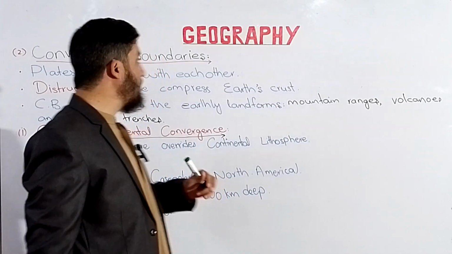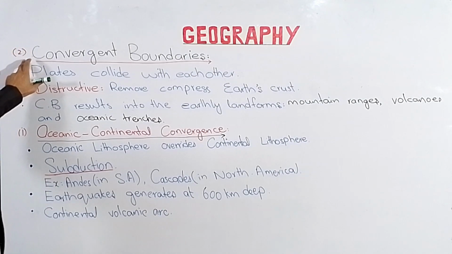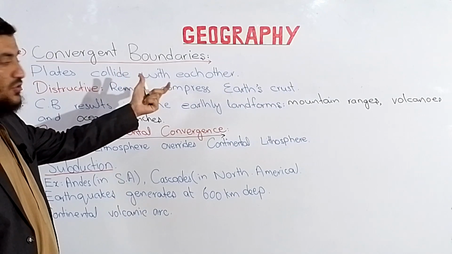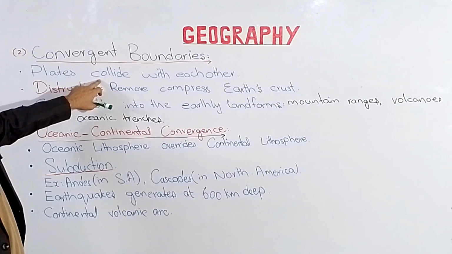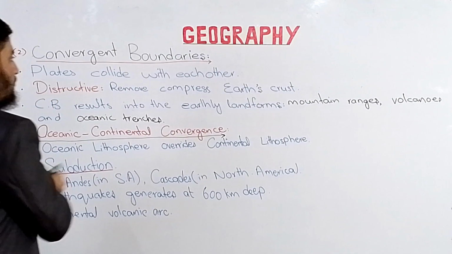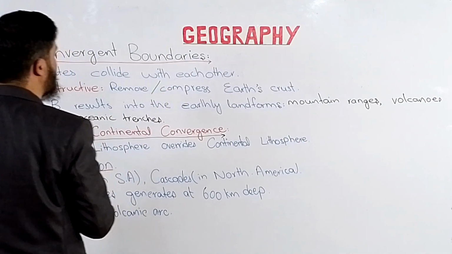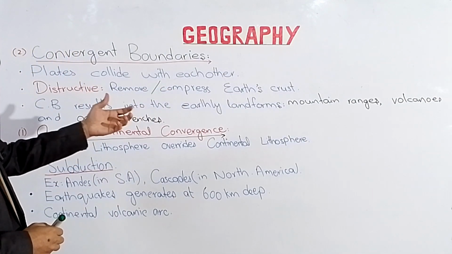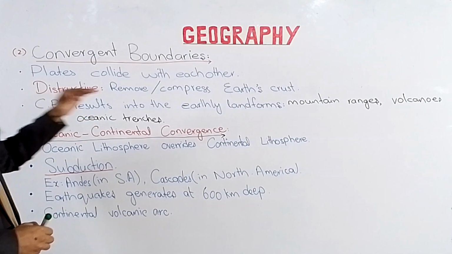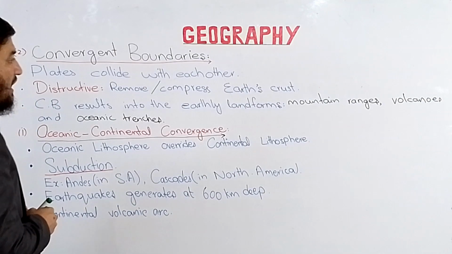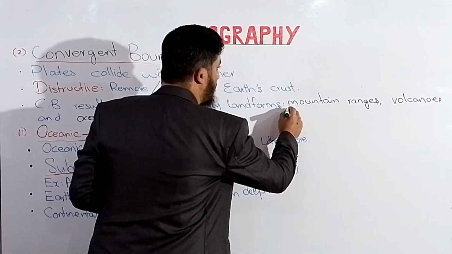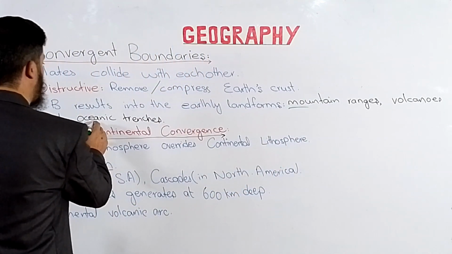Second, we have the convergent boundaries. Convergent boundaries are formed by the collision of tectonic plates with each other. These boundaries are called destructive because they remove or compress the Earth's crust. Some parts of the crust are removed from the surface of the Earth. That's why they are called destructive.